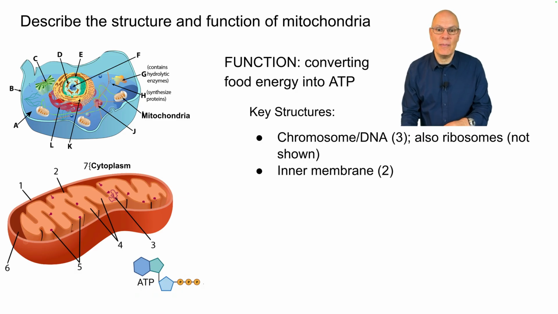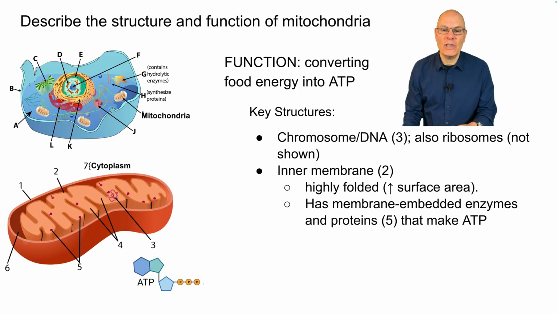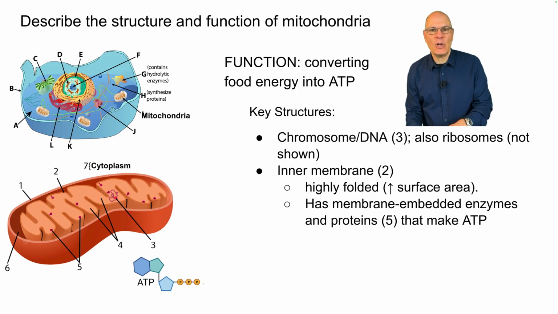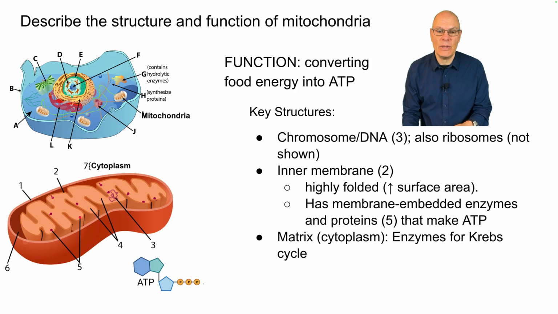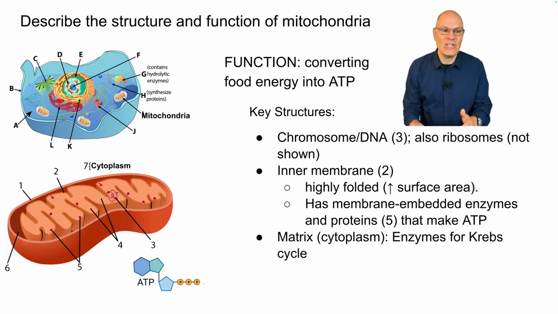Evidence of endosymbiosis. There's an inner membrane. It's highly folded. That increases surface area. And that's because there are many membrane-embedded enzymes and proteins, one of which is shown at 5, that are involved in the process of ATP synthesis. The mitochondria, as a former independent cell, has its own cytoplasm. It's called the matrix.